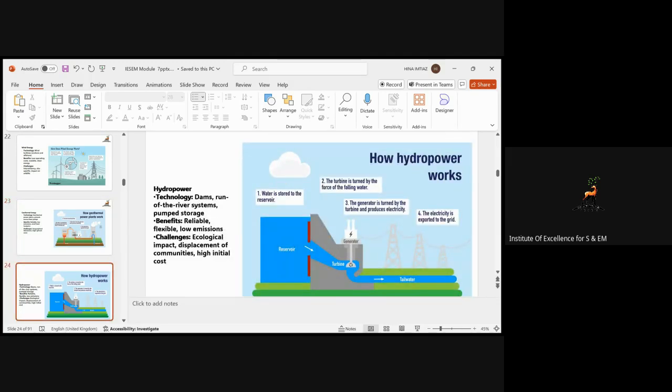The next one is how hydropower works. The next energy is hydropower energy. After that, I will discuss biomass energy. After that, there will be a small discussion, and then I will end the lecture.